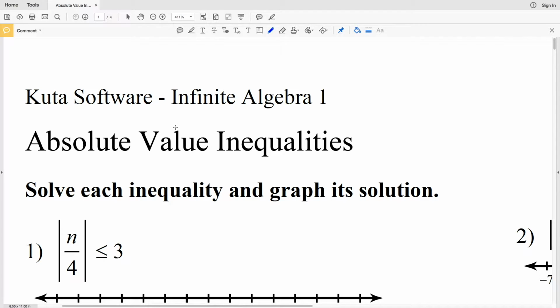In this video, we're going to start the free worksheet under Infinite Algebra 1 Absolute Value Inequalities on the Kuta Software website, and I'll leave a link in the description below.